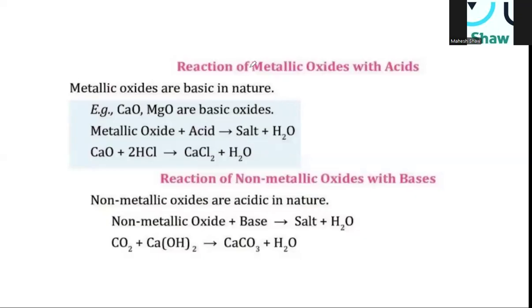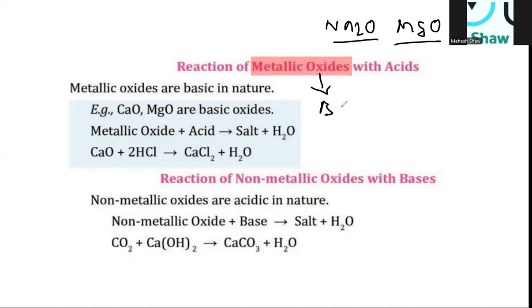Continuing with the chapter, now we can do reactions of metallic oxides with acids. First of all, you should know that metallic oxides are basic in nature. Like sodium oxide, Na2O, and magnesium oxide, MgO, these are metallic oxides. When these are dissolved in water, they are basic in nature. If soluble, we say it's an alkali, otherwise bases only. So these metallic oxides are basic in nature.